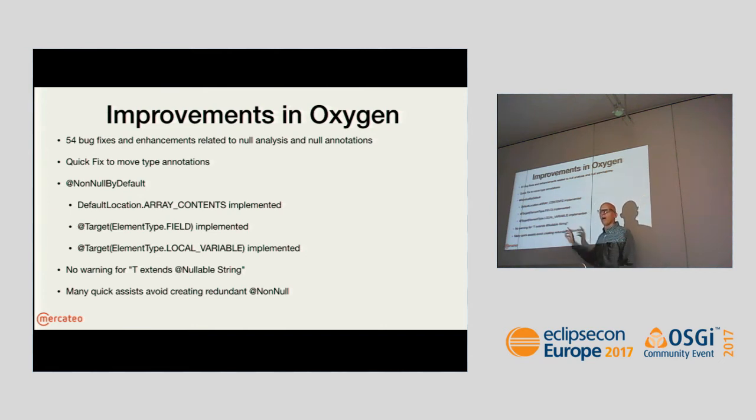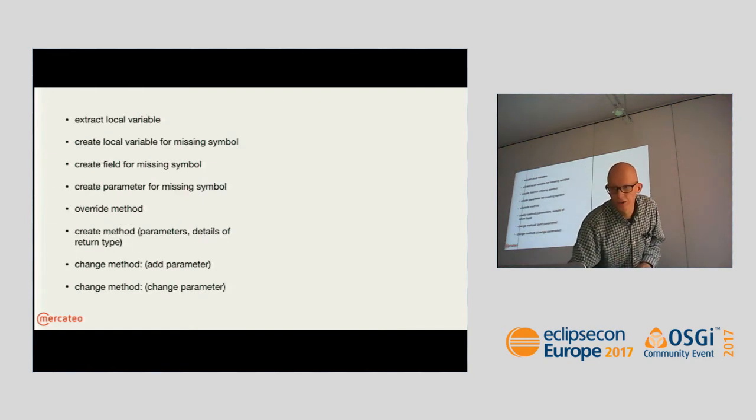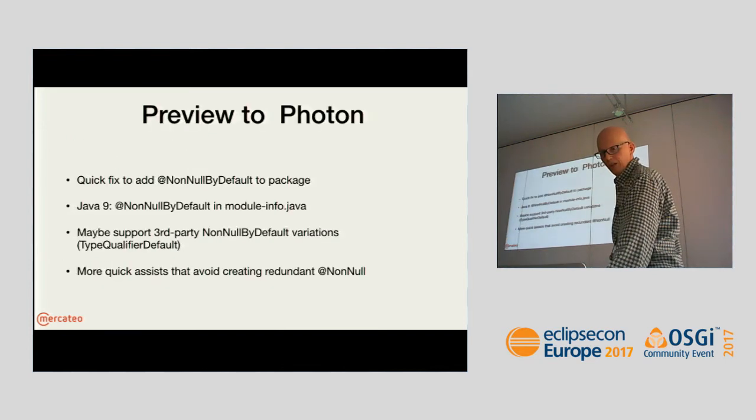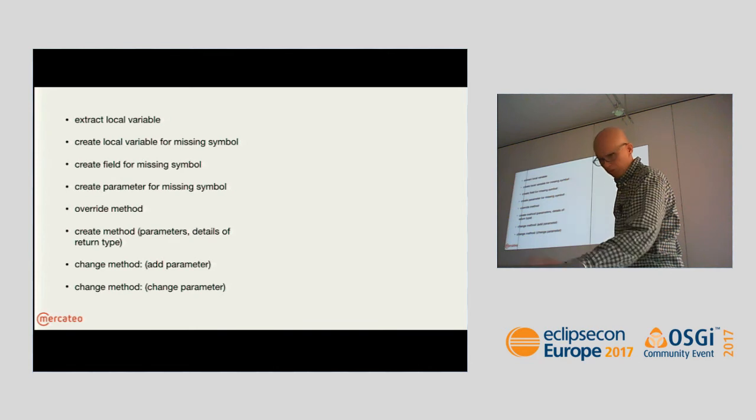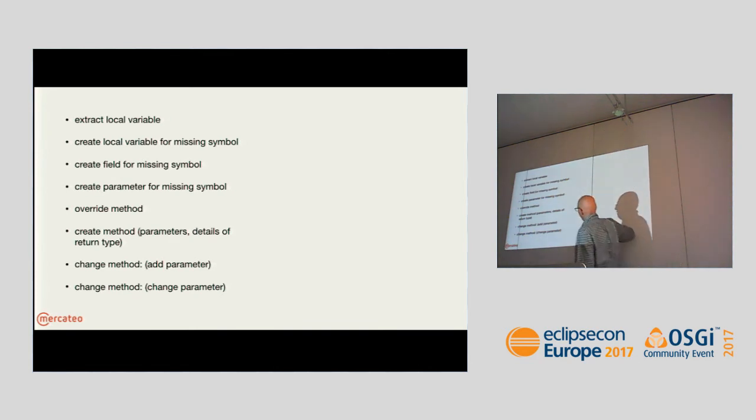Now the UI understands non-null by default in the most important quick fixes and refactorings. It's quite a lot of them. Extract local variable used to add redundant non-nulls. The right side is not visible actually; the list went on, it's twice as many. There are many fixes which now do not generate redundant non-nulls.